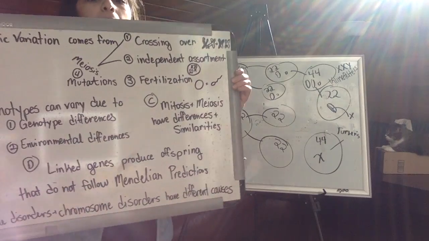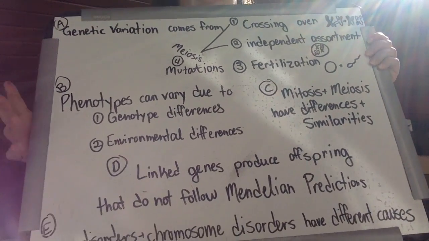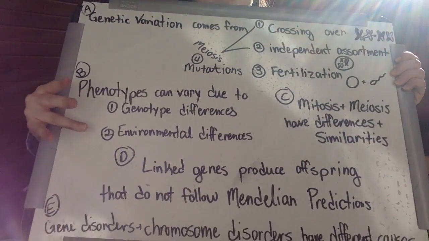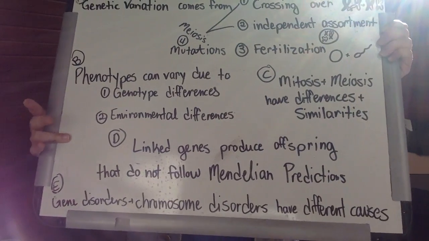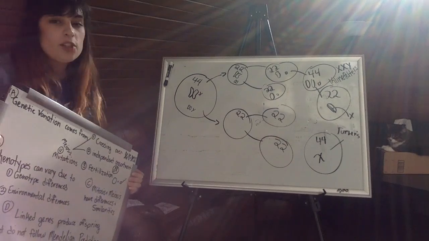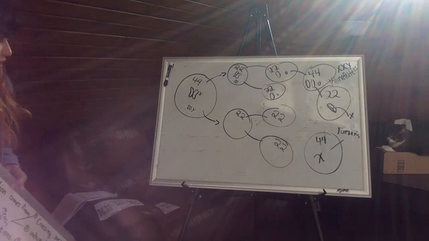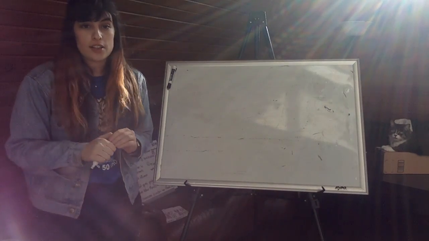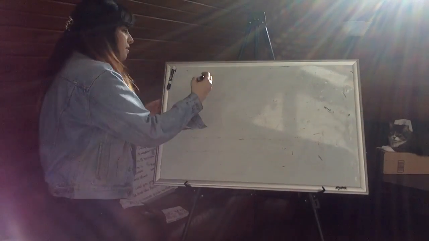We are on to bigger and better things, so on our to-do list, I just need to show you how phenotypes can be different because of the environment, what linked genes are, and the difference between chromosome disorders and gene disorders. So we've already looked at chromosome disorders and how they're caused. They're caused by non-disjunction. We're going to look at gene disorders next. All gene disorders are caused by one thing, and it's not non-disjunction. They're caused by a mutation.